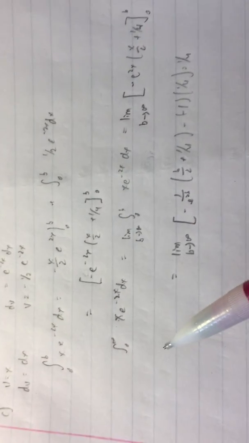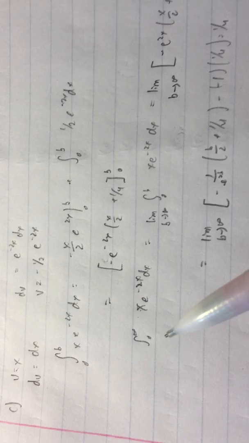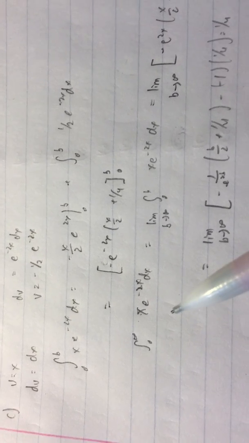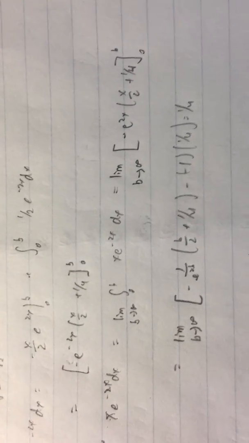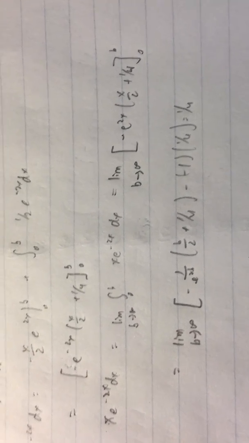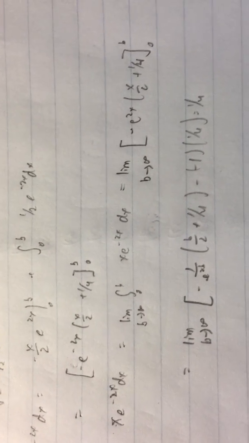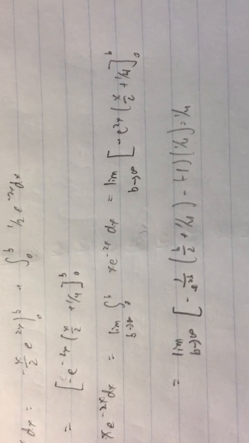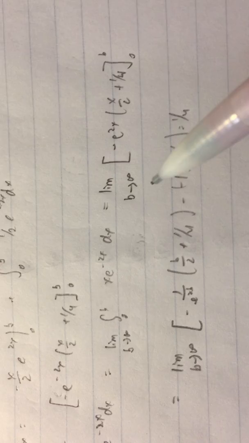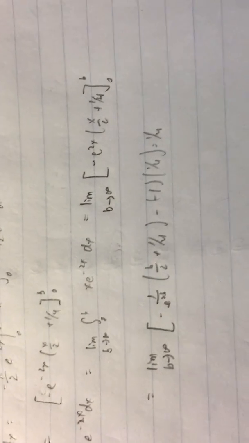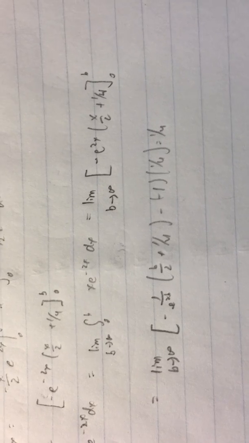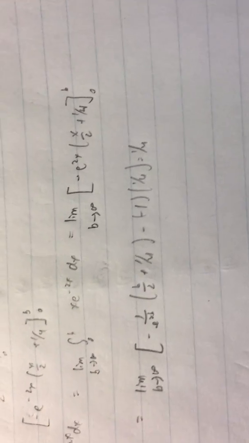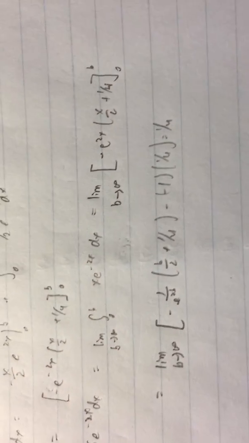And after that, the integral from 0 to infinity of x e to the negative 2x dx equals the limit as b goes to infinity of the integral from 0 to b of x e to the negative 2x dx, which simplifies to the limit as b goes to infinity of negative e to the negative 2x times (x over 2 plus 1/4). You plug in b and 0, and the final answer is 1/4.